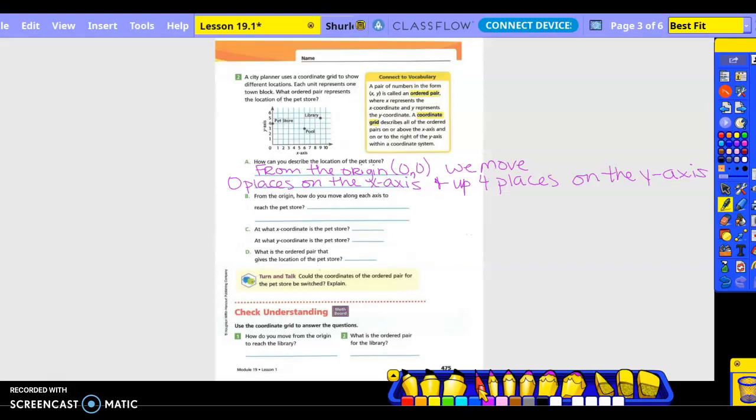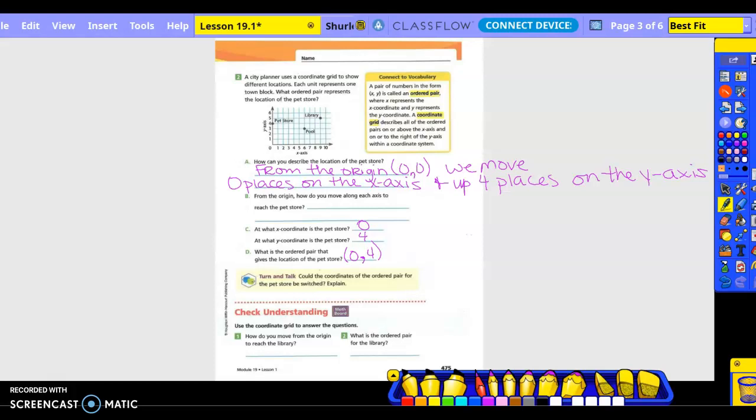Okay, so from the origin, how do you move along each axis to reach the pet store? So we actually just answered that, didn't we? Okay, so at what x coordinate is the pet store? So we didn't move anywhere, so 0. What is the y coordinate? 4. So our ordered pair is parentheses 0, 4, close parentheses. So understanding, use the coordinate grid to answer the question.